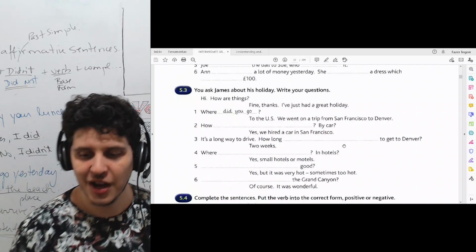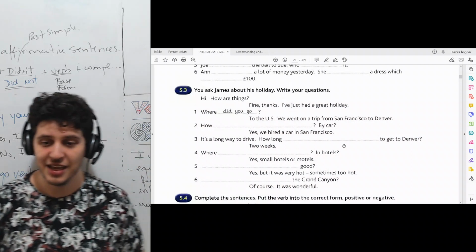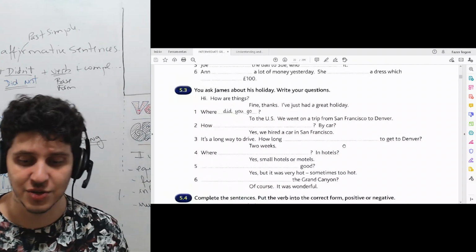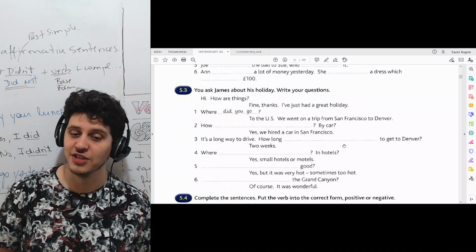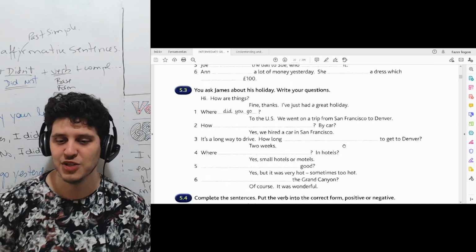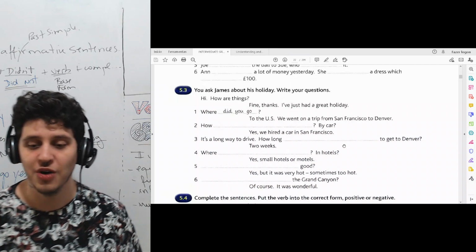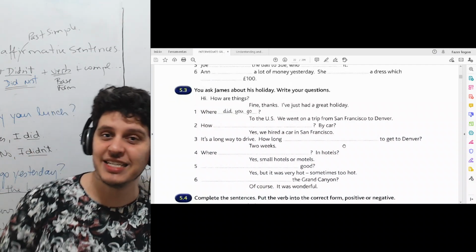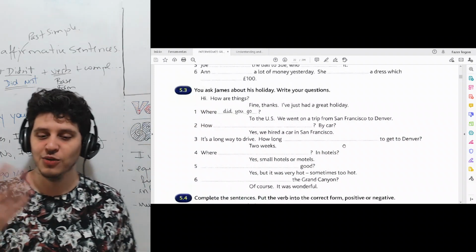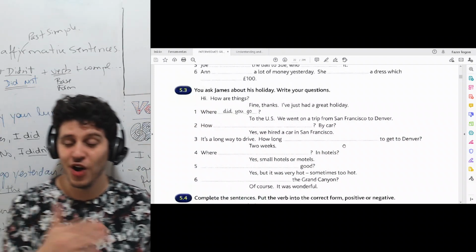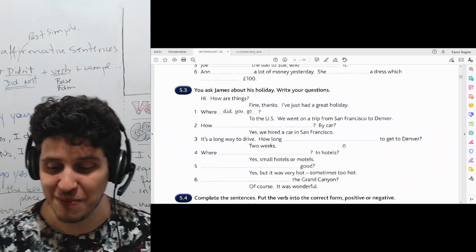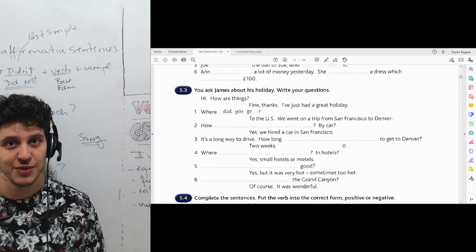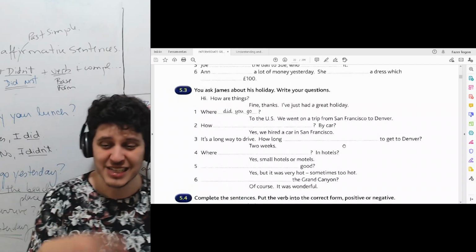Number 4, where did you stay? In hotels? Yes. Small hotels or motels? Were they good? Yes. But it was very hot. Sometimes too hot. Okay, so no, this is not were they good. It's was it good? Or the weather, I guess. Was the weather good? That's a good solution. Was the weather good? Yes, the weather was, but it was very hot. Sometimes too hot.